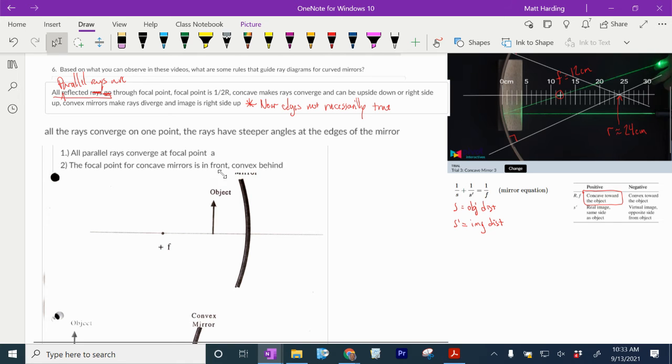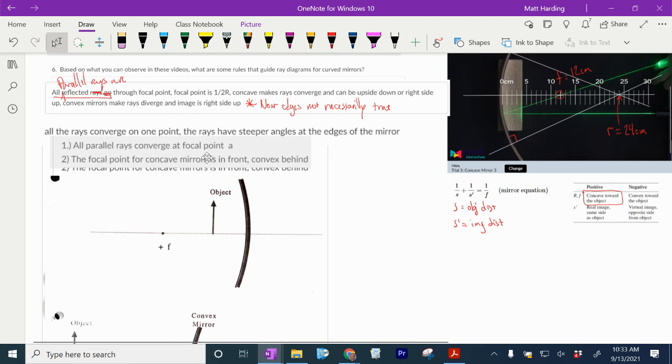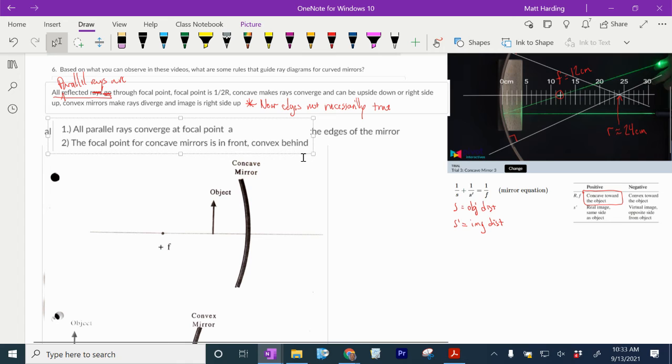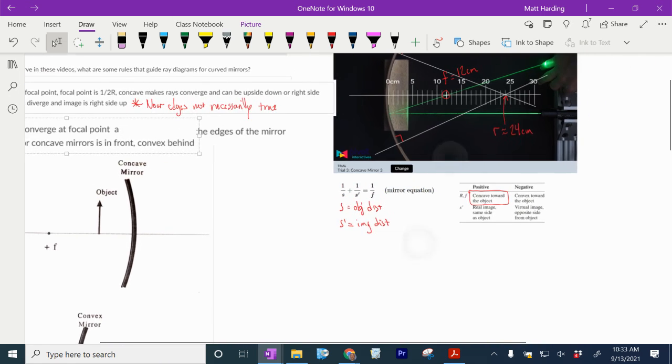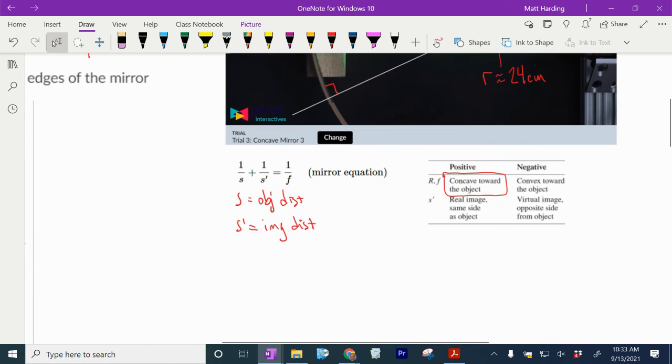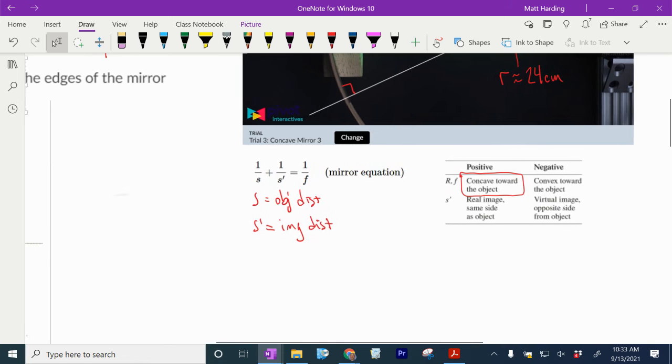We got another one saying this. So all parallel rays converge at a focal point. Focal point for concave mirrors is in front, for convex is behind. So mathematically, this is a little different from lenses. A concave mirror, that's a positive focal length. A convex mirror, that is a negative focal length.